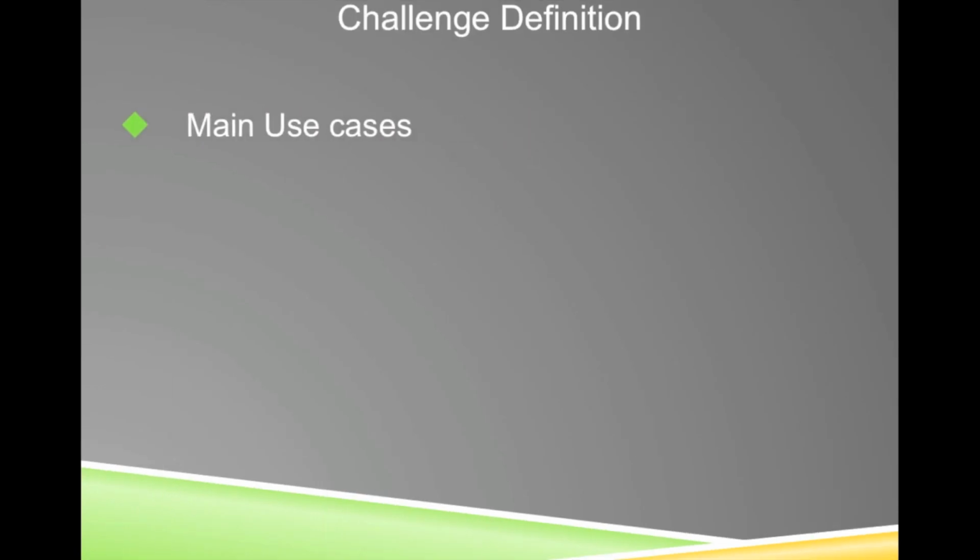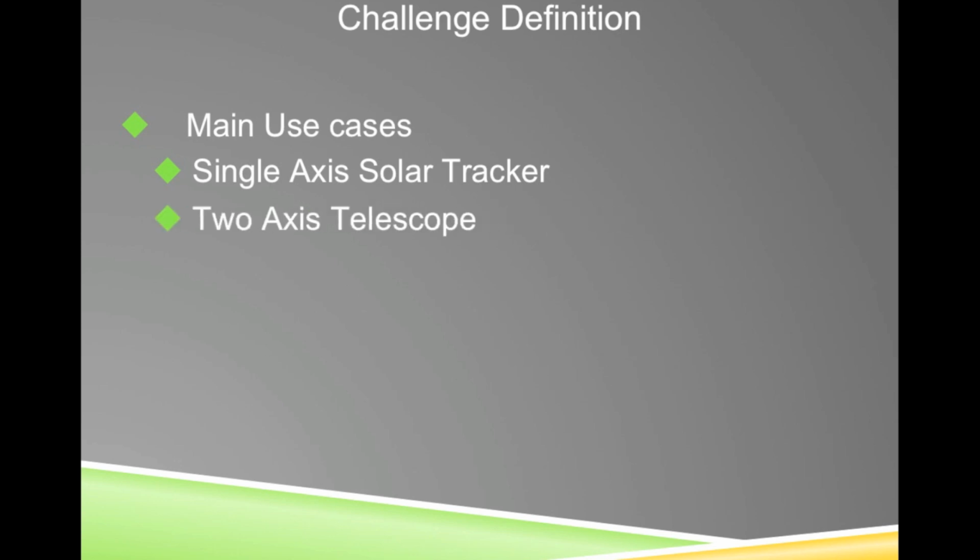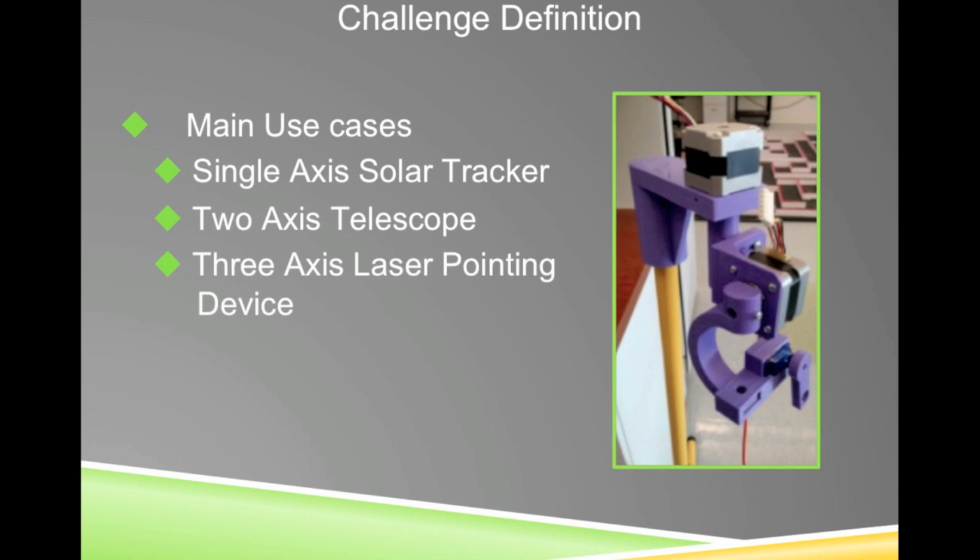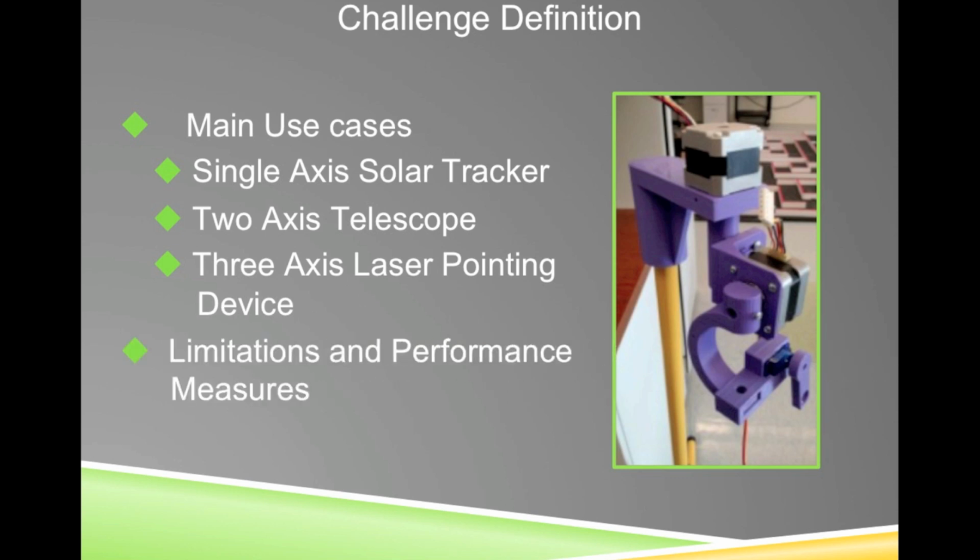In order to test the Universal Motor Controller, we wanted to apply it to various projects that have already existed at the University of Scranton. The first being a single-axis solar tracking device developed in the Department of Physics and Engineering, the second being a two-axis telescope for our astronomy club, and finally, a three-axis laser pointing device, pictured to the right, that was printed using our department's printer.